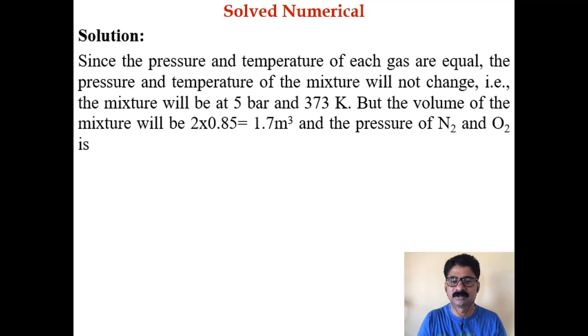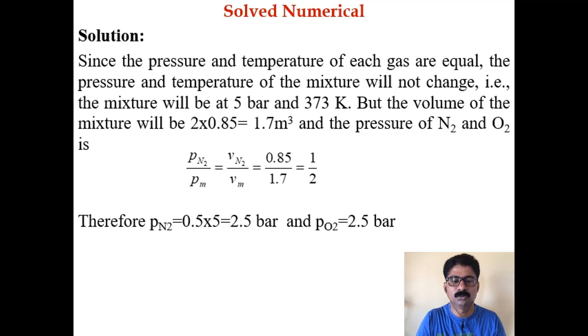That means the pressure remains at 5 bar and temperature at 373 Kelvin, but the volume of the mixture will be 2 times the 0.85, that is 1.7 meter cube. Since the mass of the N2 and O2 now occupies double the volume, its pressure has to reduce by half. That means Pn2 by P mixture is Vn2 by Vm, so 0.85 by 1.7 is 1 by 2. So Pn2 is 0.5 into 5, that is 2.5 bar, and PO2 is also 2.5 bar. That means the pressure reduces to half of the initial value because it occupies double the volume.